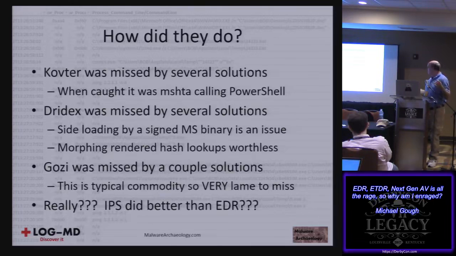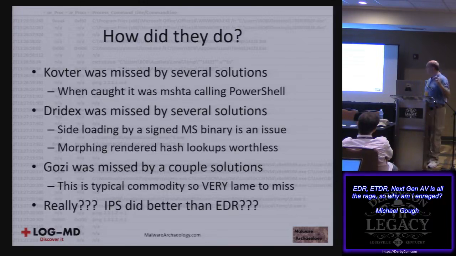Dridex was missed because of their side loading scenario. As it morphed, the DLL hashes were not known. So if the solutions were more like a next-gen AV or detective hash repo, which a lot of them have, large hash repos, they did not know about the morphs because every time Dridex reboots, the DLL would morph.